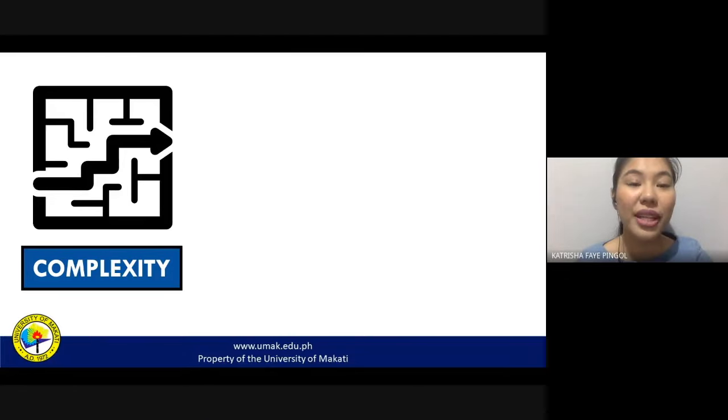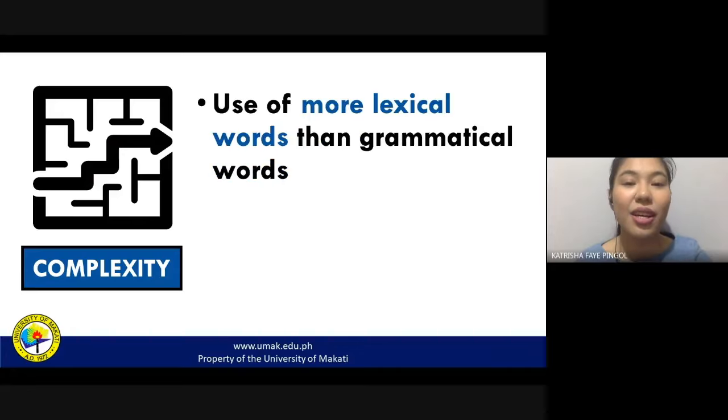Let's move on to the next one, which is complexity. Complexity simply refers to the use of more lexical words than grammatical words. Okay, so let's try to differentiate the two first. When we say lexical words, we simply refer to the content. What specific word is being used and the meaning behind that particular word.